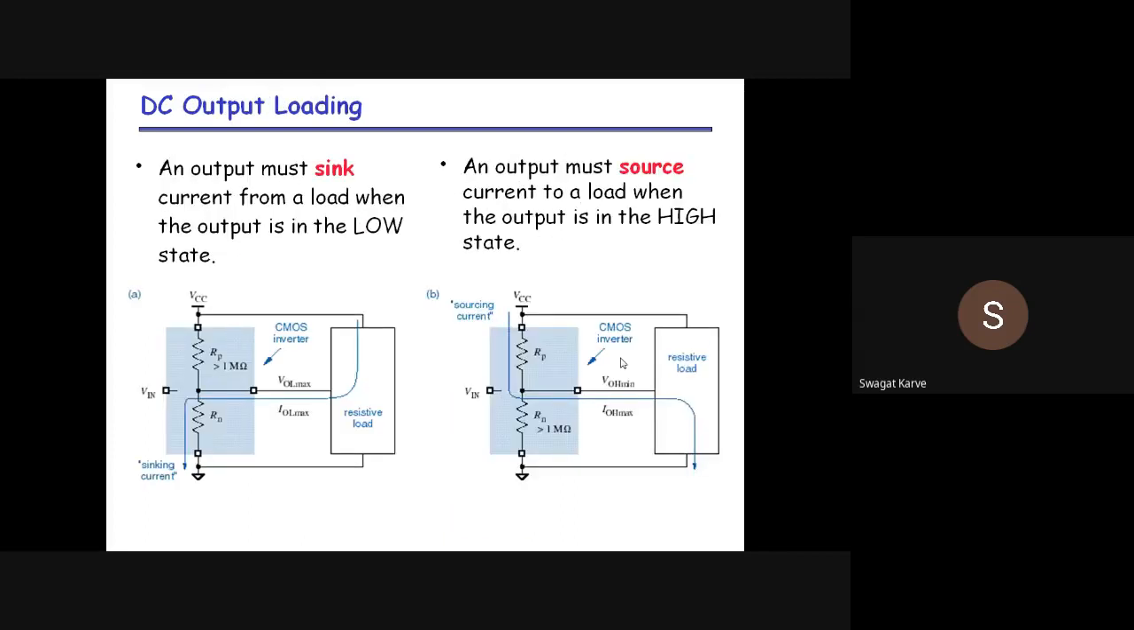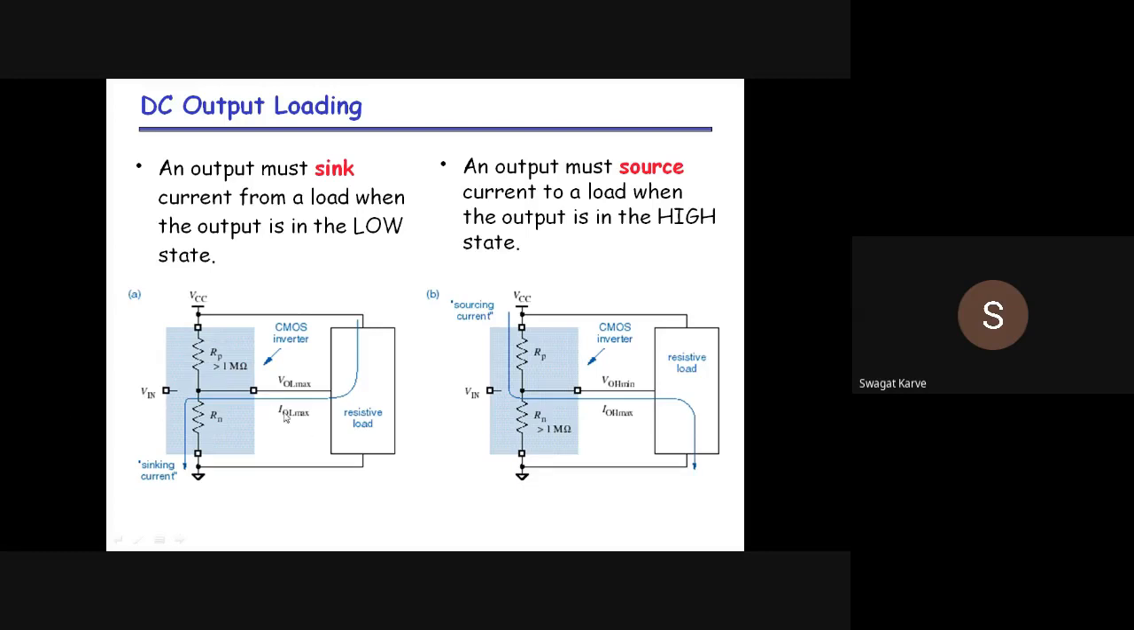Similarly, what is DC output loading? As I told you, there are different types of loads that can be connected at the output. There are some resistive loads, some capacitive loads, some inductive loads. So basically what type of load your circuit is driving matters, right? If it is a resistive load, then obviously its response will be different. If it is a capacitive load, then obviously its response will be different. So it totally depends upon which type of load you have connected at the output.